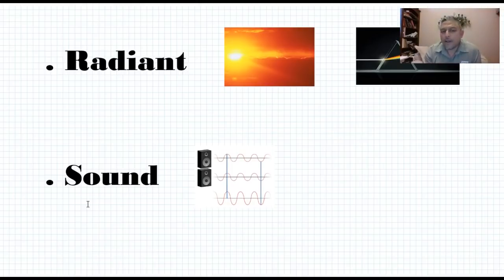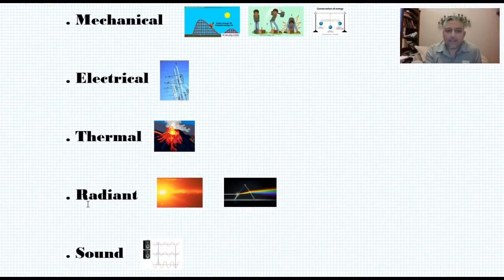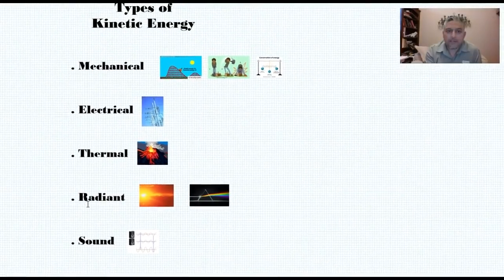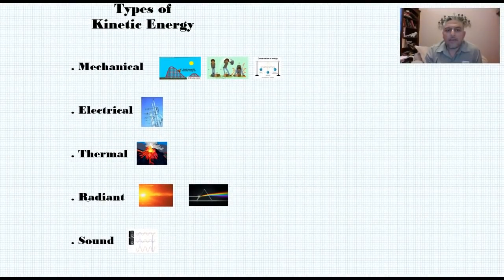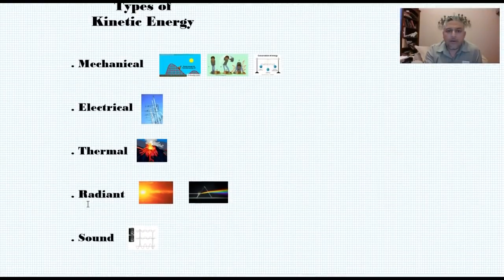Now, we are going to be focusing on all the details of these types of energies later on in another lesson. So today, we are just going to cover very quickly saying that these are 5 different types of kinetic energy. All right, so let's move on.